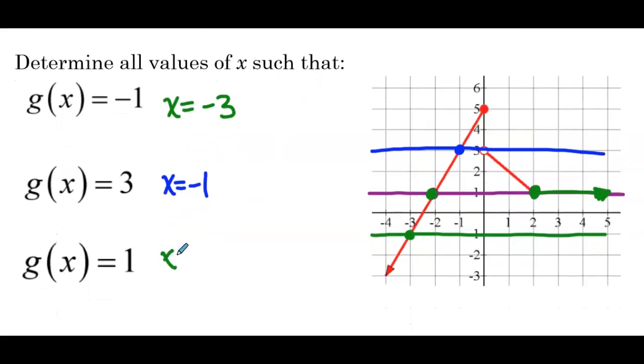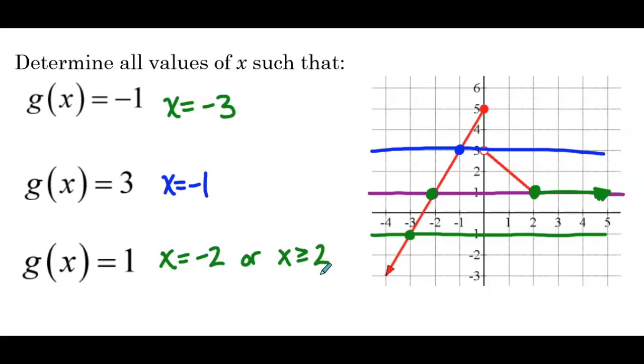So x equals -2 is one of them. That's the simpler one, right? If we input -2, we output +1. And then if we input any x value greater than or equal to 2, our output is always going to be 1. So, x is greater than or equal to 2.